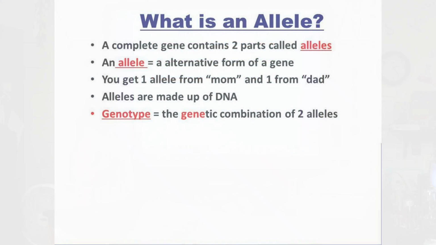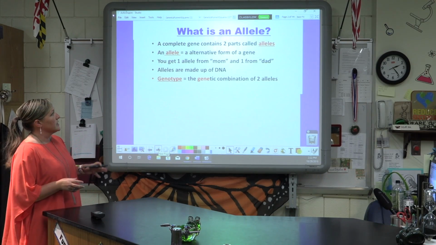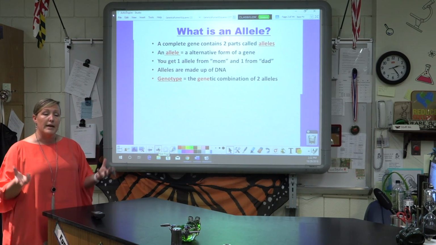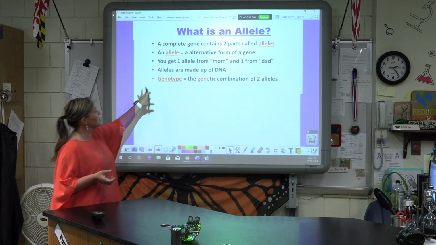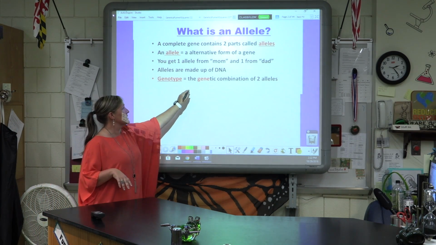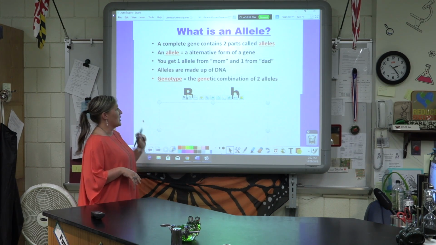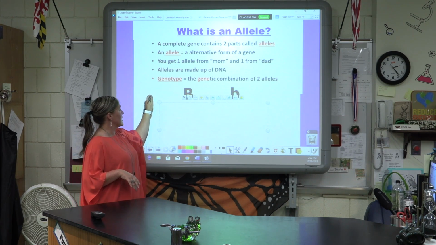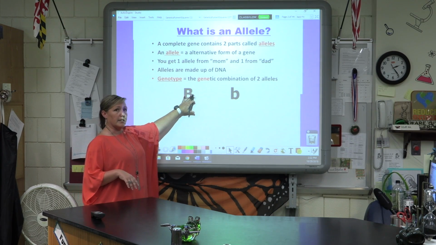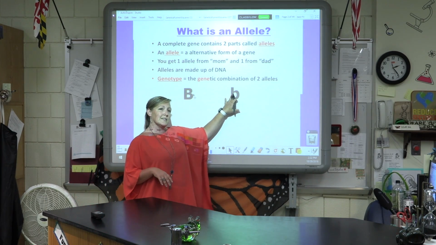So, an allele. What's an allele? So let's talk about alleles. Alleles, you get one from each parent, and each of those alleles make up a genotype. So this genotype is combined of two alleles. Now, we represent those alleles by letters. So you're going to have what I would say a dominant allele, and you're going to have a recessive allele.